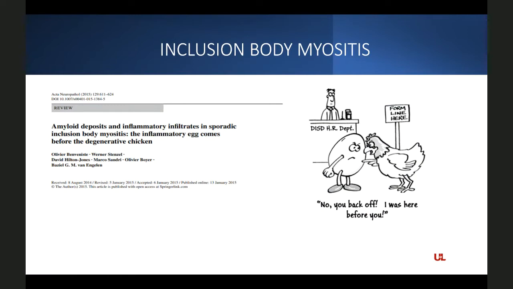There was a paper that came out in 2015: amyloid deposits and inflammatory infiltrates in sporadic IBM. The inflammatory egg comes before the degenerative chicken. So it's still an argument what comes first. But after reviewing this paper, most believe that there is an inflammation which formulates a cascade, and then there is a degeneration as well.